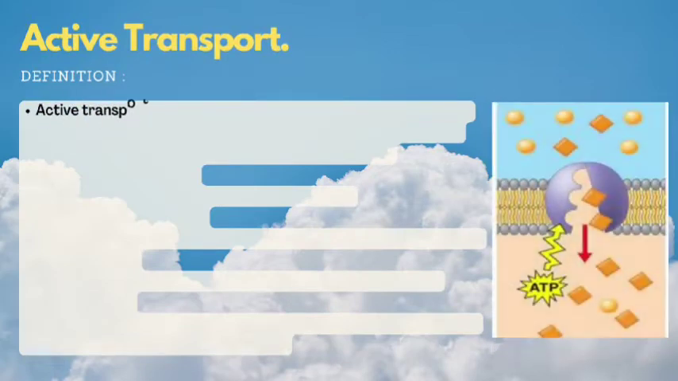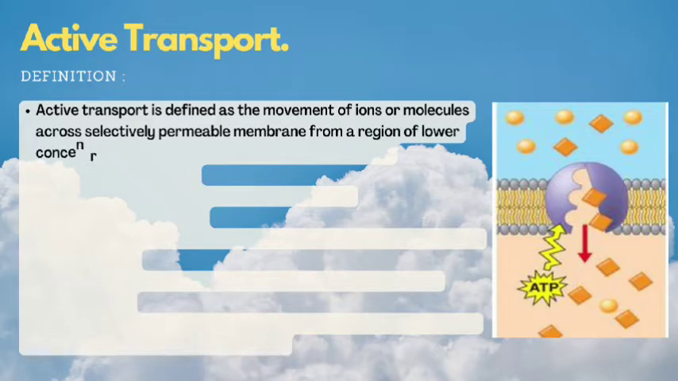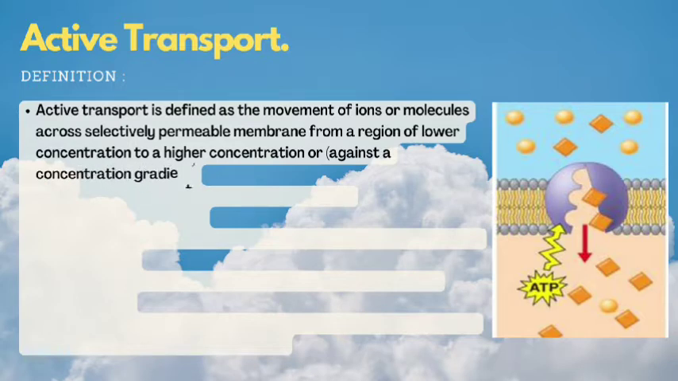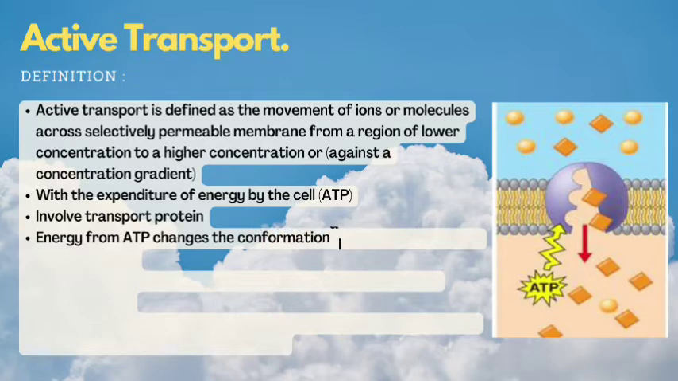Active transport. Active transport is defined as the movement of ions or molecules across a selectively permeable membrane from a region of lower concentration to a higher concentration or against a concentration gradient, with the expenditure of energy by the cell helped by ATP. It involves transport protein. Energy from ATP changes the conformation or configuration of the carrier protein.